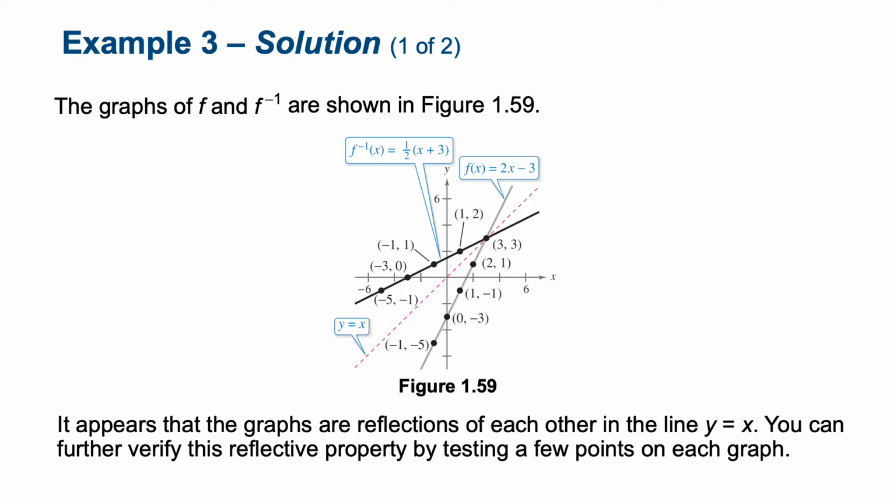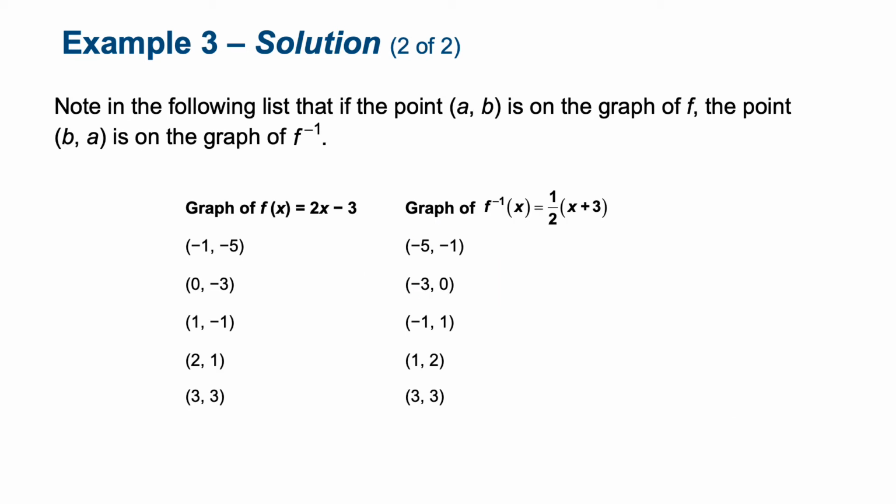Now the inverse has a y-intercept of actually 3/2, so 1.5, and it has a slope of 1/2, so it's a little less steep here. And if you notice, if you plot them, they reflect across the line y equals x. Okay? And you can test a couple points. So (1, -1) exists, and (-1, 1) exists, and so forth. You can see how they're inverses of each other.